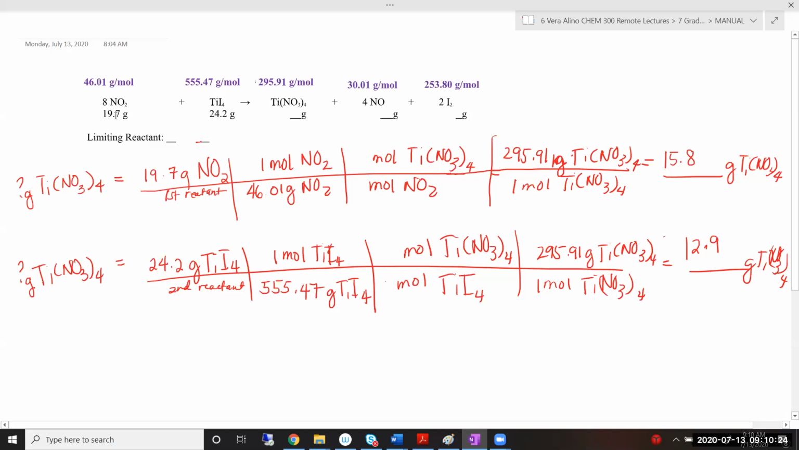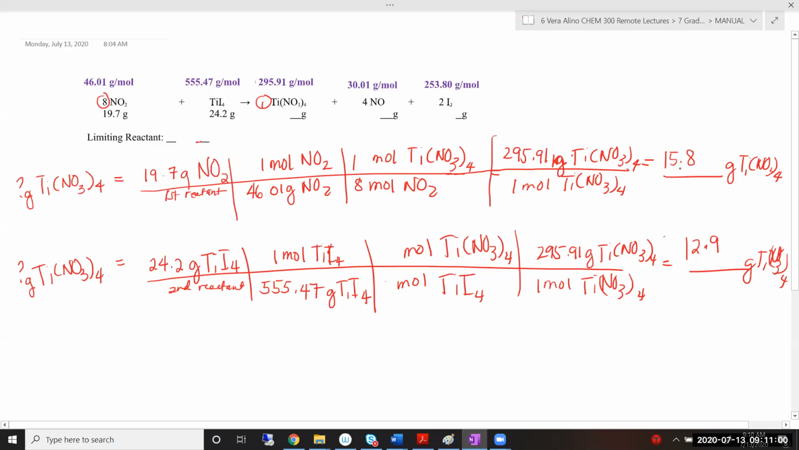So I'm going to start with the first reactant, 19.7 grams of nitrogen dioxide. Since it is in grams, I have to first convert it to moles using the molar mass. Once it is in moles, then I can use these coefficients in order to figure out the amount of product produced. So it's an 8:1 ratio. Then I can calculate the equivalent mass of the product by using the molar mass of the product. So I ended up with 15.8 grams of titanium 4 nitrate.